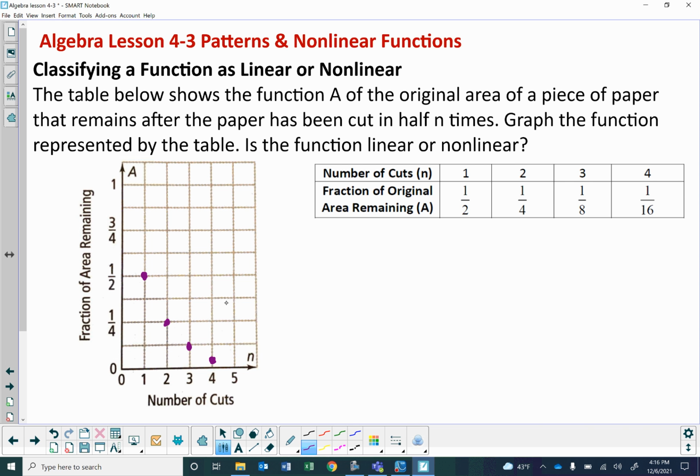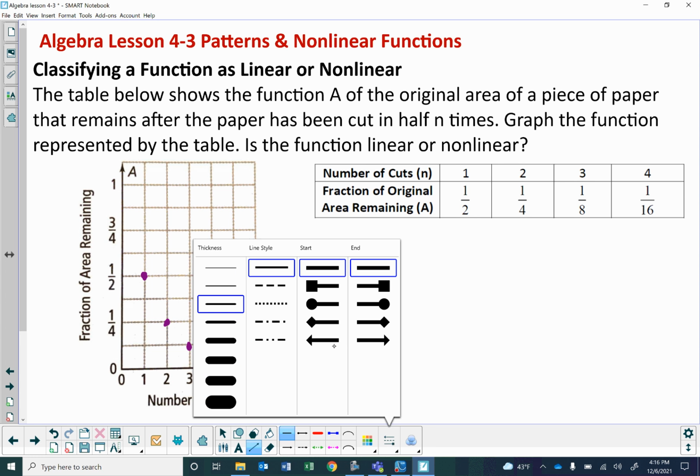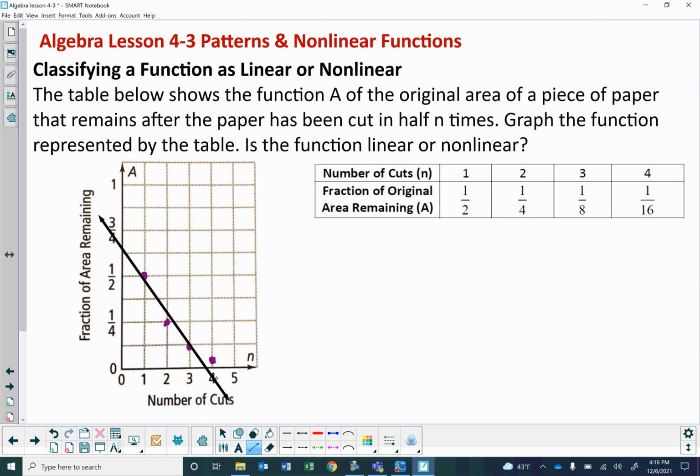And as we can see, this is a kind of curving graph. It's not a straight line. If I was to try to draw a straight line through this, if I was to take my graph and try to draw a straight line, notice it doesn't go through all the points. It misses quite a few of the points. Therefore, it is not a linear graph. It is a nonlinear graph.